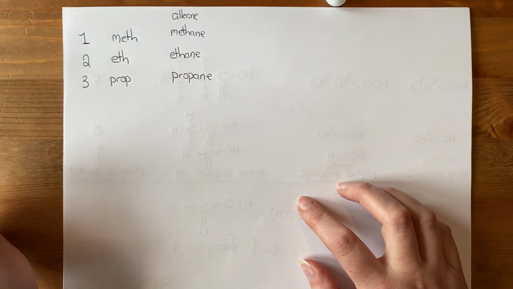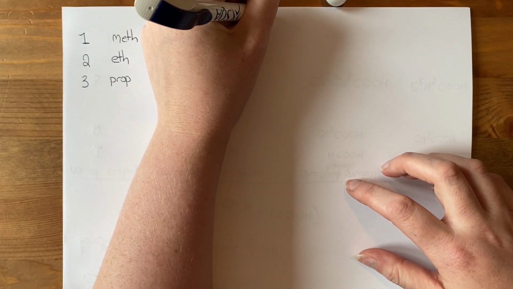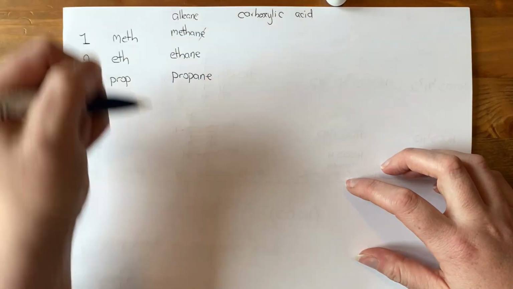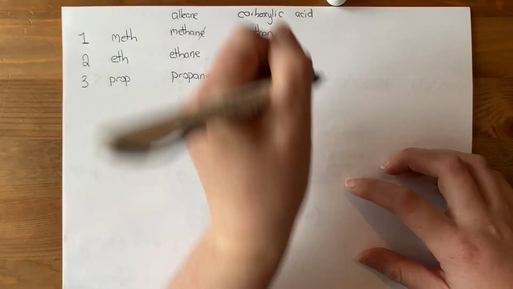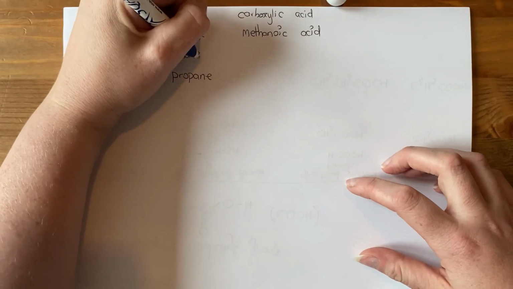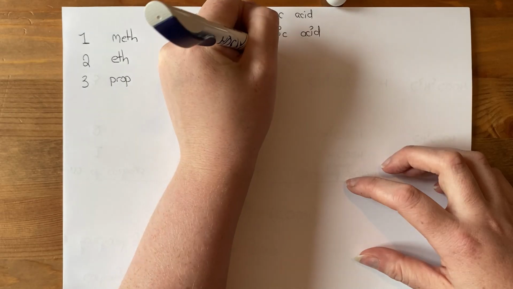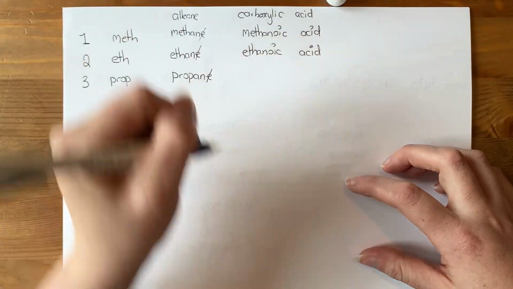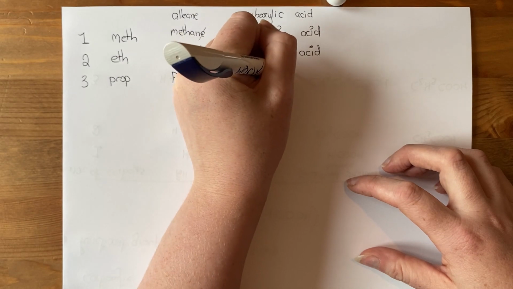Okay? So having a look at that, if I want the carboxylic acid, I'm going to drop the E to get methan, and add in oic acid. Here I'm going to drop the E and do exactly the same. Ethan, oic acid. Here again, I'm going to drop the E and I'm going to end up with propan, oic acid.